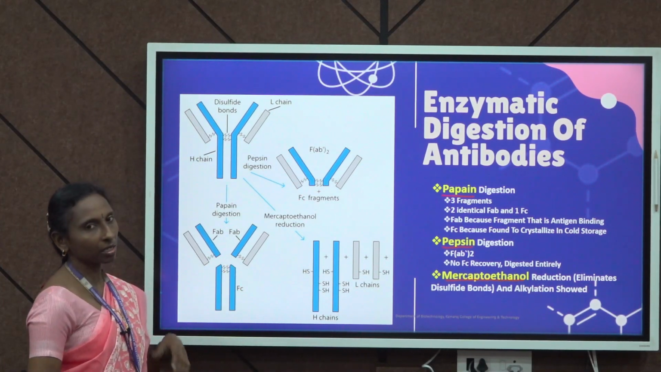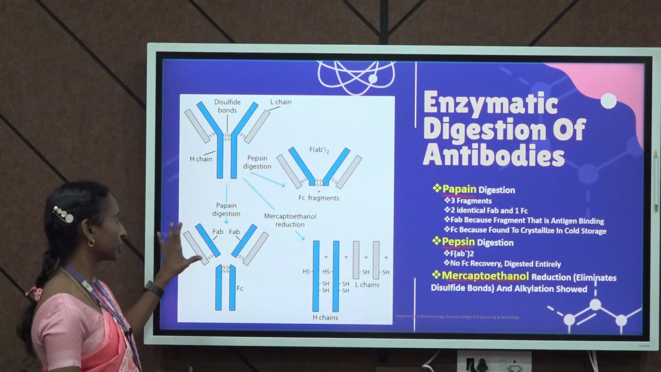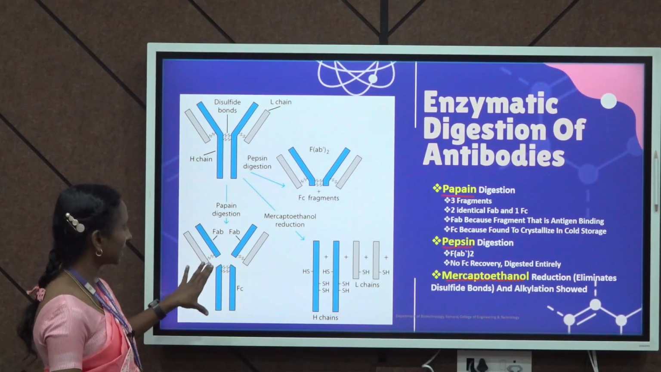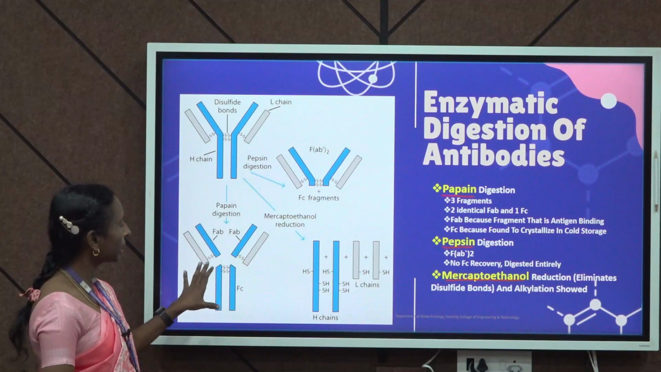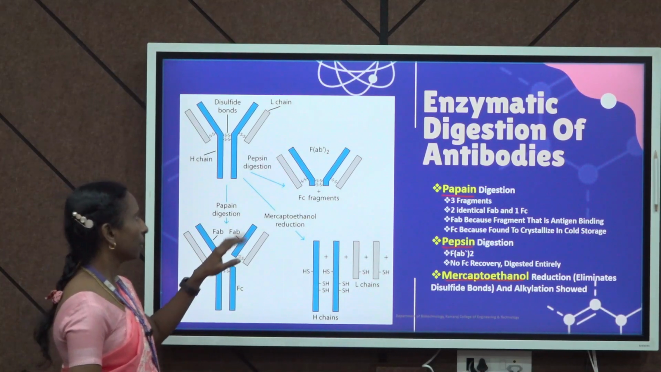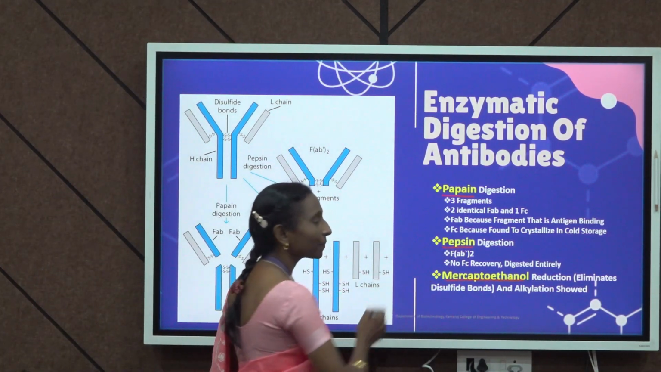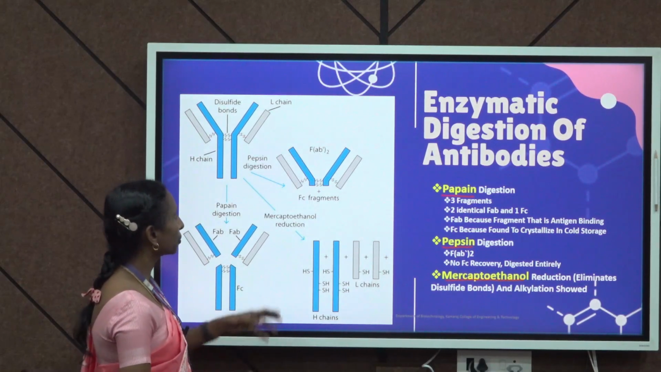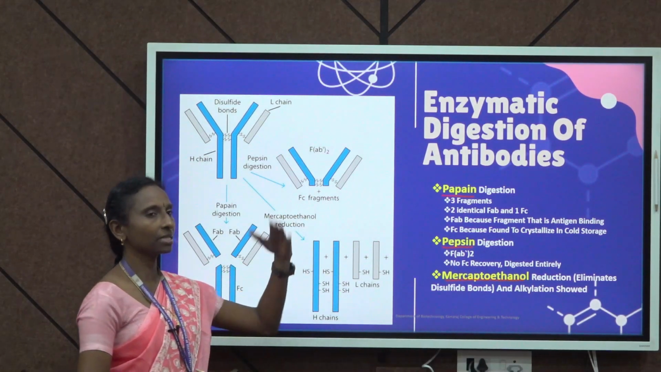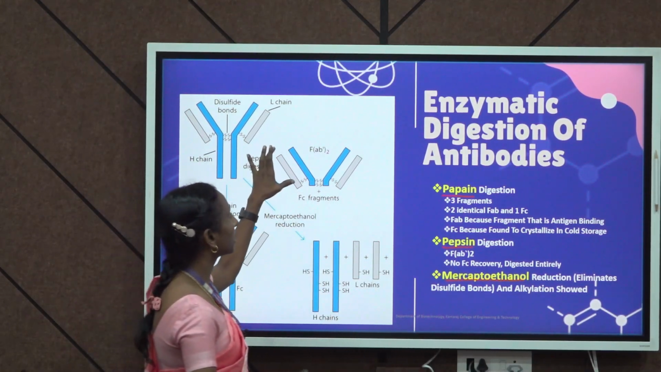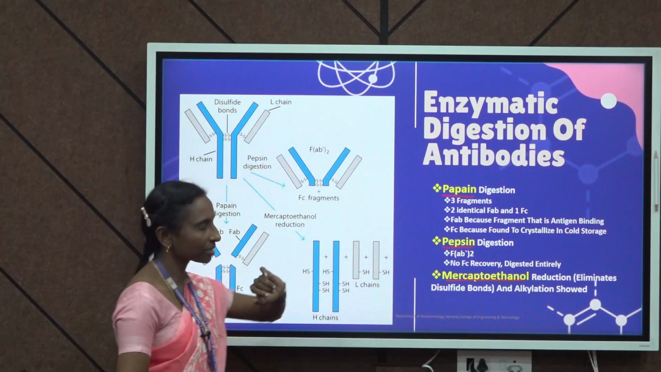The Fab fragment is the antigen binding region, and this is found to crystallize in cold storage. Whereas when pepsin is used for digestion, the entire Fc region is completely degraded, leaving behind the two Fab regions.